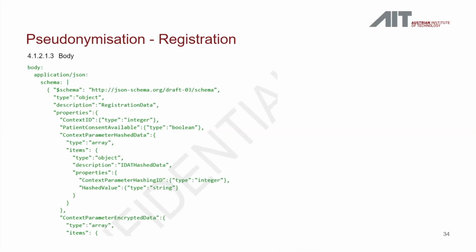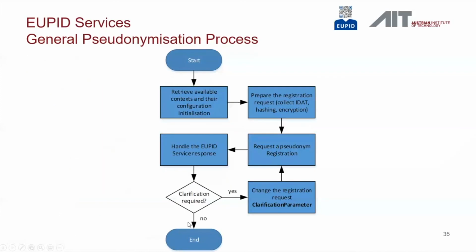So this is then the body. In the post of the registration, you need a body, and you will here provide all the data that's necessary. This is specified first of all by the initialization call, and then this data is sent here in arrays. So this is the data that is hashed, and if you are using the re-identification feature, you have to send some encrypted data as well.